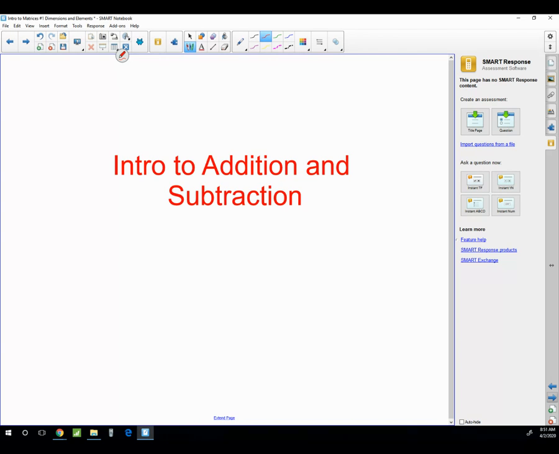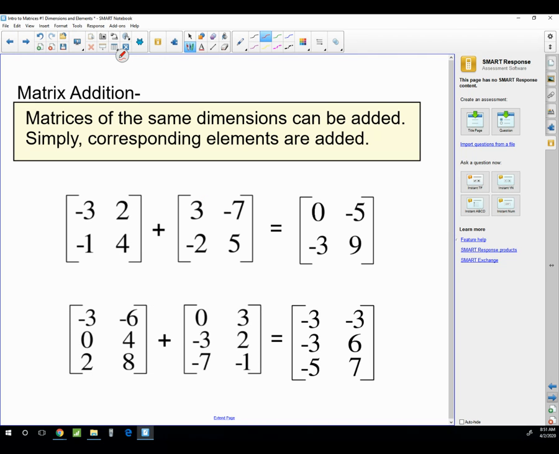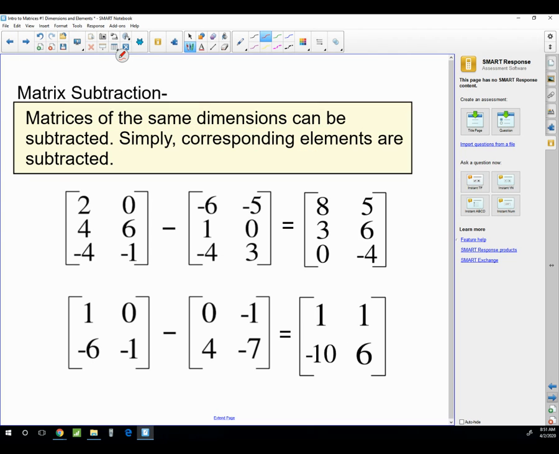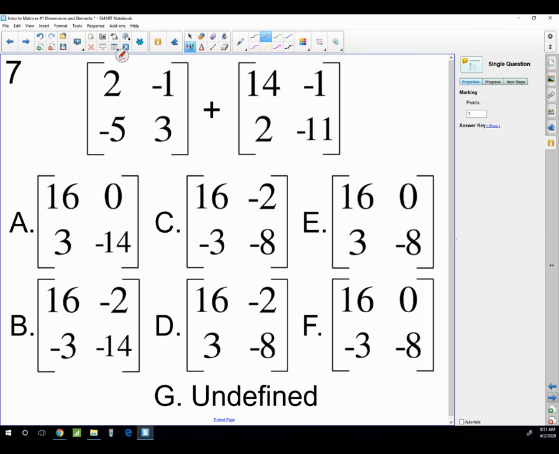Okay, matrices can be added and subtracted. There are some restrictions on that. So let's look at that and see what maybe the restrictions are. Matrices of the same dimension, there's the restriction, can be added. Simply corresponding elements are added. Same thing for subtraction. You may want to pause the video and read that. And so that's a pretty simple question there. You just add corresponding elements.